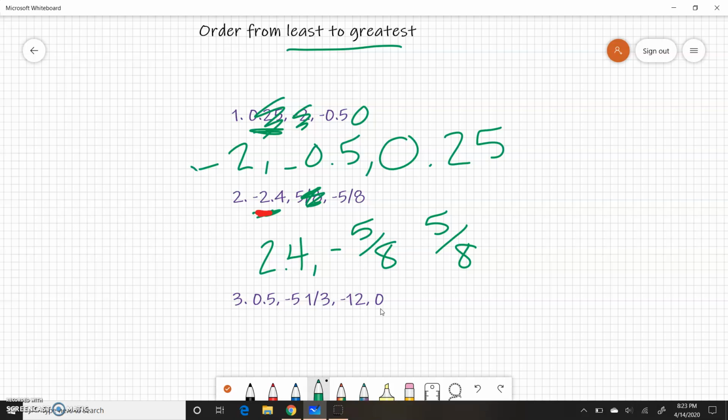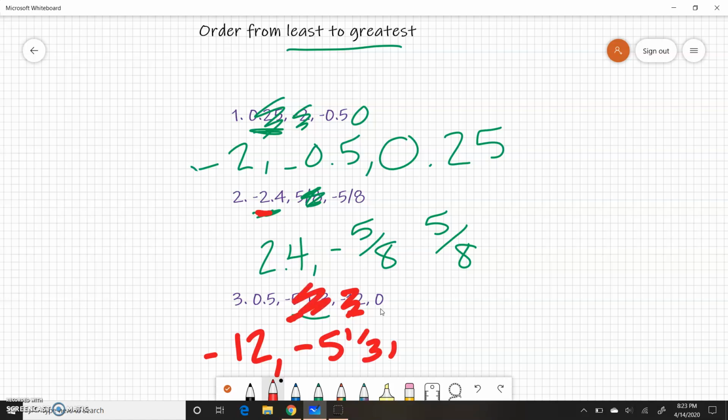Okay, last example. 0.5 or 5/10, -5 and 1/3, -12 and 0. Okay, these are all different enough that they're fairly easy. So I see that I have 2 negatives and I have 2 positives. So let's just start and figure out the smallest. The smallest is going to be one of my negative numbers. So it's either going to be -5 and 1/3 or -12. Guys, look at the whole numbers. So this is -5, this is -12. What's worse? -12. And then the next negative would be -5 and 1/3.